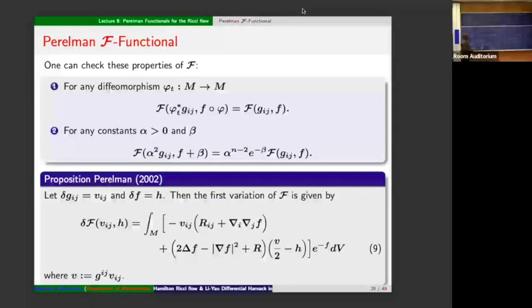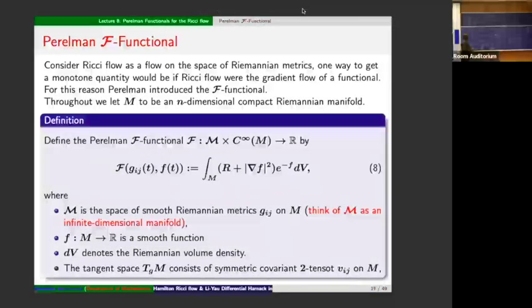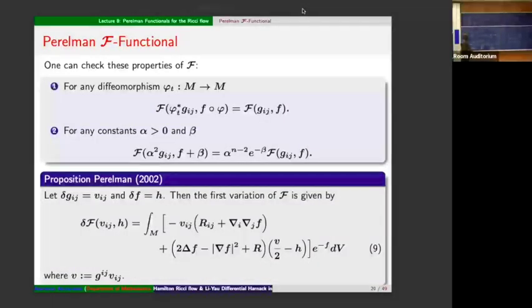And now with this functional, we can find the first variation of this, just like we did for the evolution of the geometric quantities under Ricci flow. So you can find the variation, and that is what you have here. If the variation of g_ij is given as v_ij and the variation of f is given as h, then the first variation of this energy functional is given as this equation 9. We can solve that. Yes, it's a long calculation with tensors and integration by parts. So we can do that, and we have this equation.